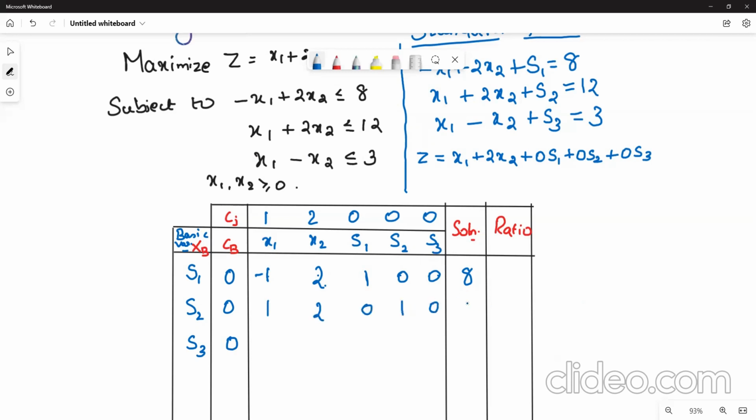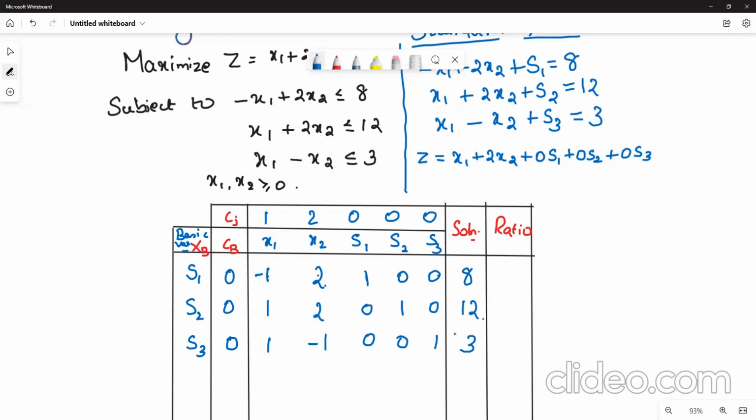There is no s3, which is equal to 12. Third one is nothing but the third equation of the subject to constraint, that is x1 minus x2 plus s3 is equal to 3. That is 1 minus 1. There is no S1, there is no S2, S3 coefficient is 1, which is equal to 3.